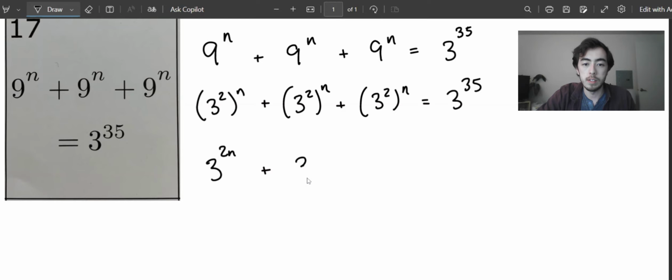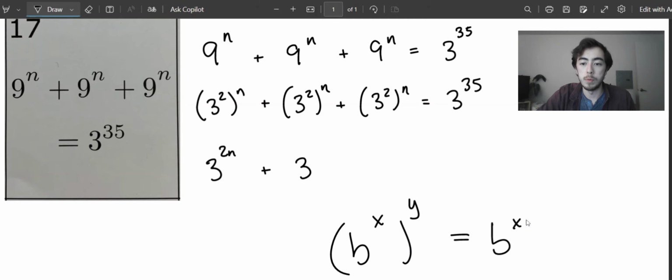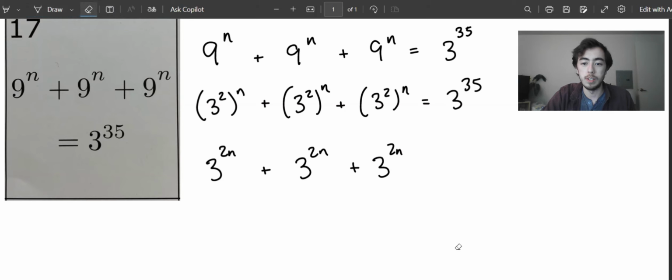And there is an exponent rule where if you have these stacked exponents, like 3 to the power of 2, then to the power of n, you're allowed to multiply the 2 and the n. Or, if it was some base to the power of x and then to the power of y, you're just allowed to multiply those two numbers together. So that's an exponent rule that I am employing right now to try to solve this problem. And so this is still going to be equal to 3 to the power of 35 on the right side.